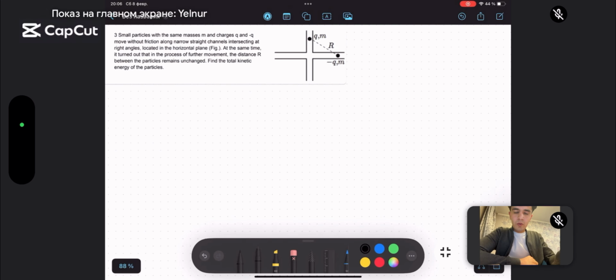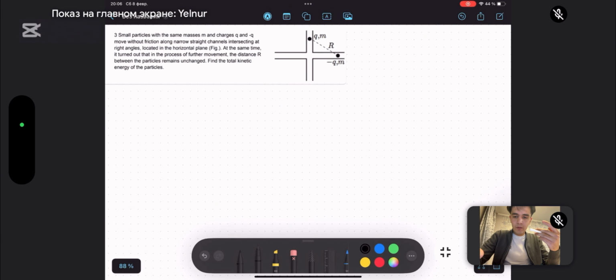Hello everyone. Today I will solve and explain the problem from our homework. In this problem, we need to find the total kinetic energy, and let's read the statement of our problem.